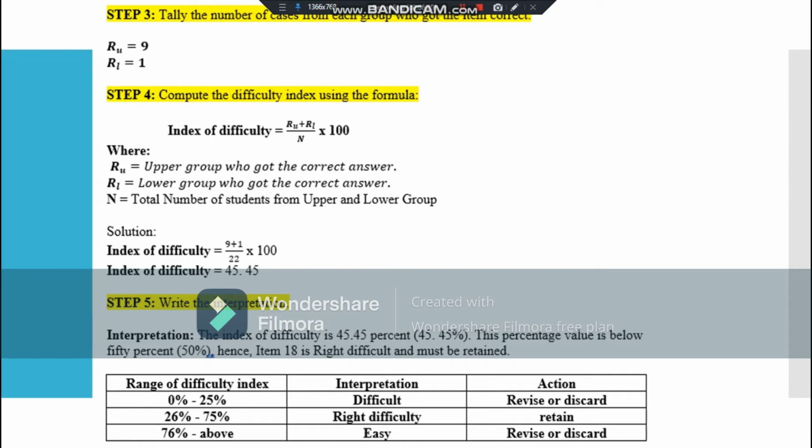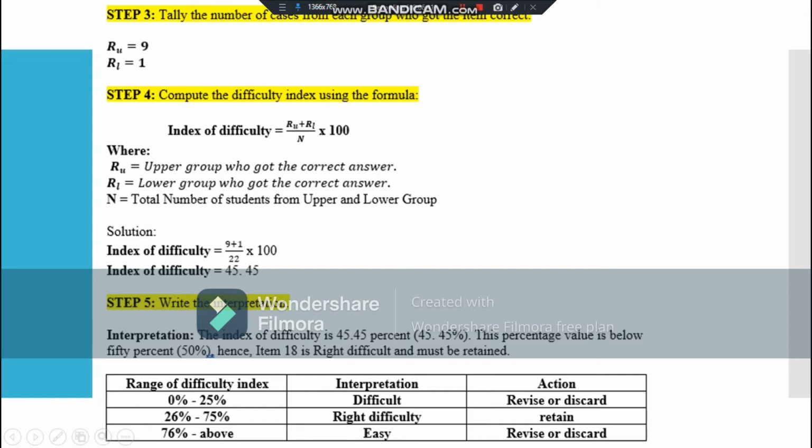The next step is to write the interpretation. Here we have the table for interpretation of our result. If we have 0 to 25%, the item is difficult. If we have 26 to 75%, the item is slightly difficult.